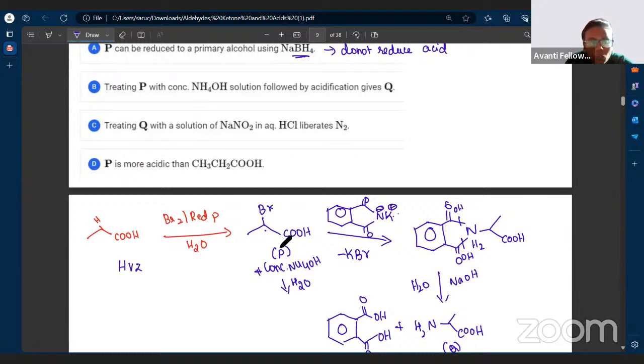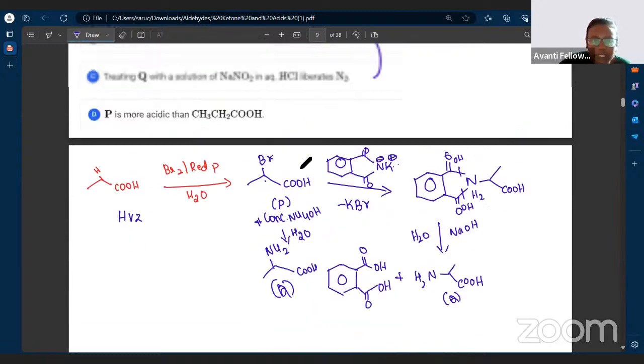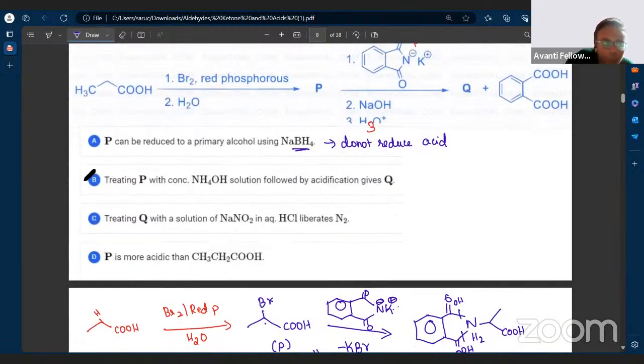Will it give Q is the question. So when you treat it with ammonium hydroxide, what will happen over here? And when you do the hydrolysis, hydrogen will take a Br and it will be removed as HBr. One water molecule will go out. So what will be remaining? You'll be getting NH2, CH3, COOH. So the same Q is obtained. Therefore B is going to be the correct statement.